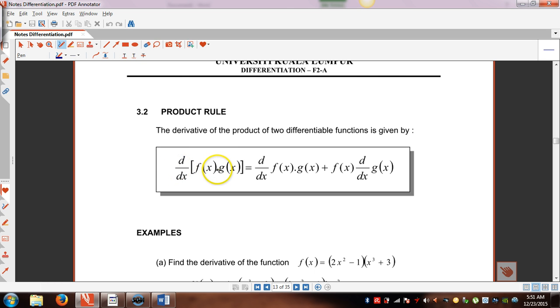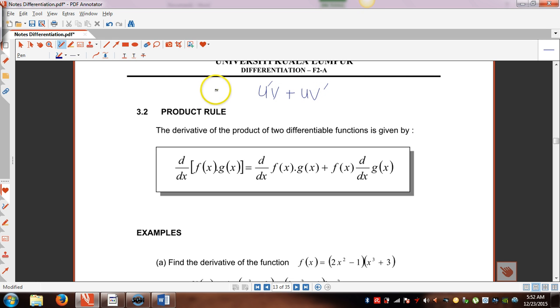Differentiation of f multiplied with g(x) equals d over dx, the differentiation of f(x) times g(x), the original g(x), plus f(x) multiplied with the differentiation of g(x). Okay, if you look back at the differentiation in SPM times, we have this. Actually, we have u prime v plus u v prime.